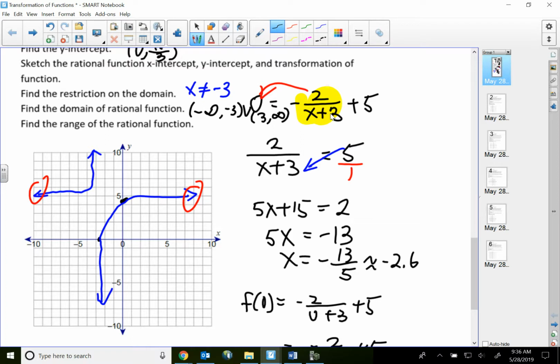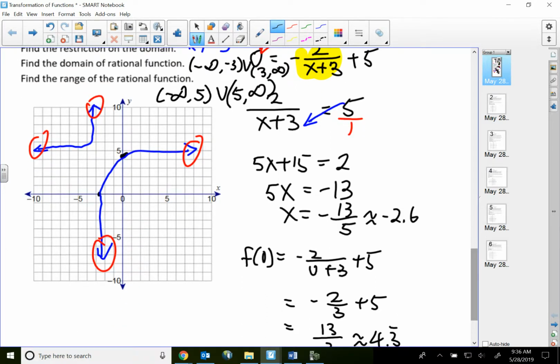So the range of this has to be, this side keeps going down, this side keeps going up. So from down and up, my range is from negative infinity all the way to 5, but never exactly becoming 5. Union, the other part, this part up here, will start from 5 all the way to infinity. There's something else about this. I'm going to show you about this vertical shift, why it's not going to equal 5, in a different video. All right, let's try another one.